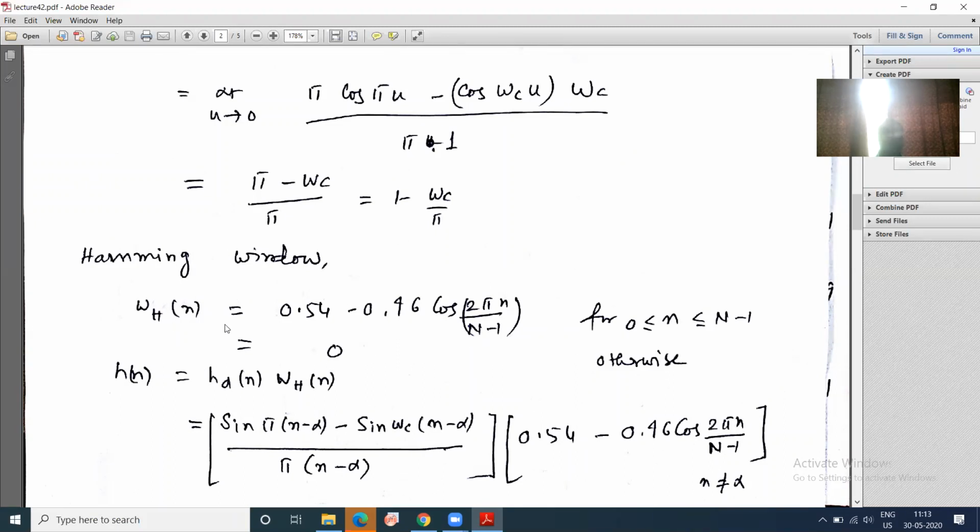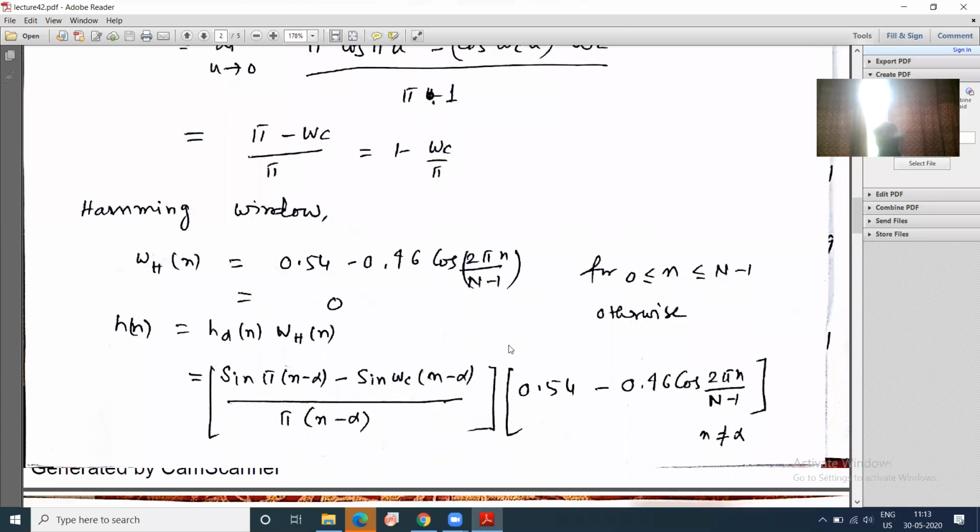It is not a difficult expression: 0.54 minus 0.46 cos(2πn/(N-1)). That you can always remember. If you remember the first digit 0.54, then 1 minus that will be 0.46, right? Then cos 2πn by N minus 1. Generally you have to remember this expression, because I have seen many problems where Hamming window or Hanning window is written and the window function is not given. In such a case, it is assumed that you remember it. If the window function is given, you have to multiply with it, and you don't need to bother much about what it is.